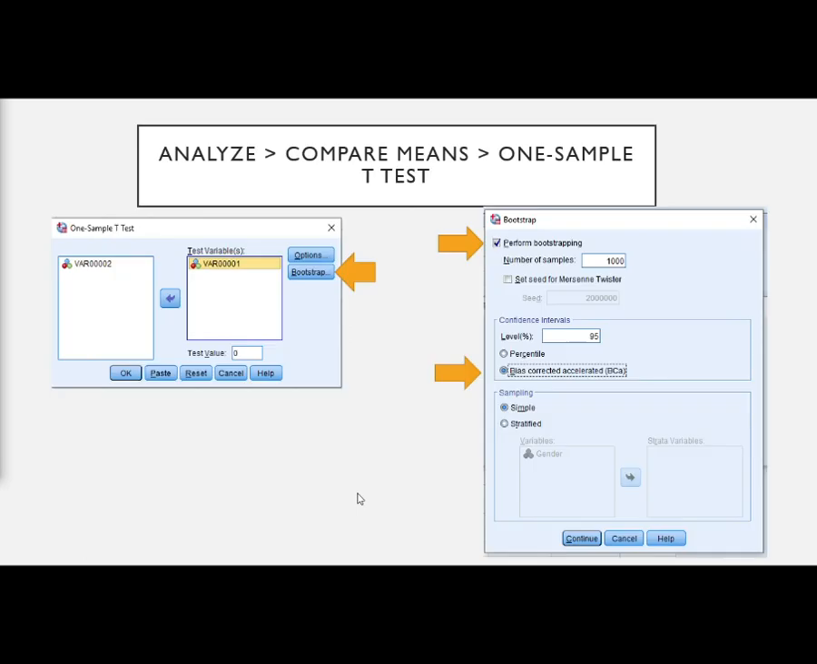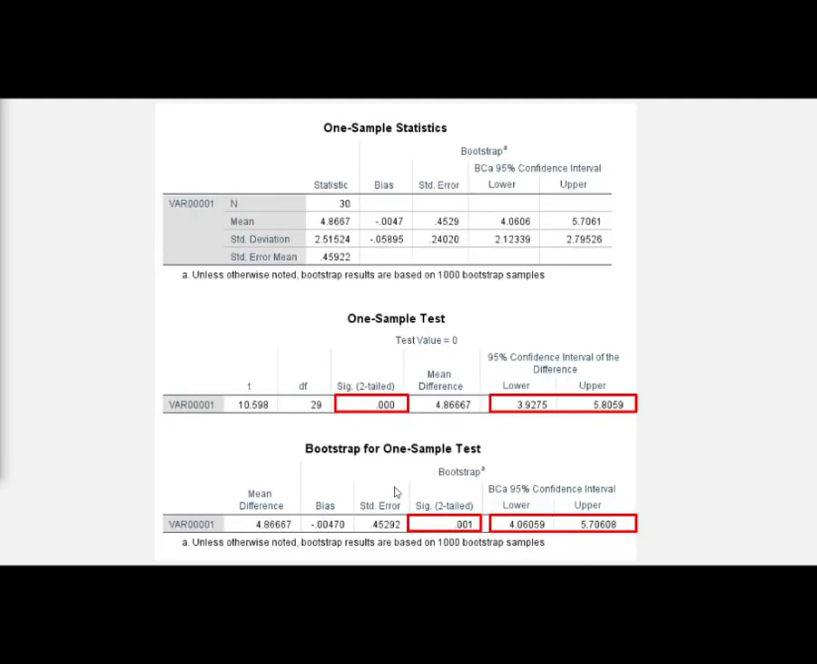So we go to Analyze, Compare Means, One Sample T-Test. I can click on this bootstrap. I click Perform Bootstrapping. It auto-populates 1,000 times. I usually click the Bias Corrected Accelerated and just let it go. Click Continue. And then we get the output here. We have the regular one sample t-test and then the bootstrap for one sample t-test.